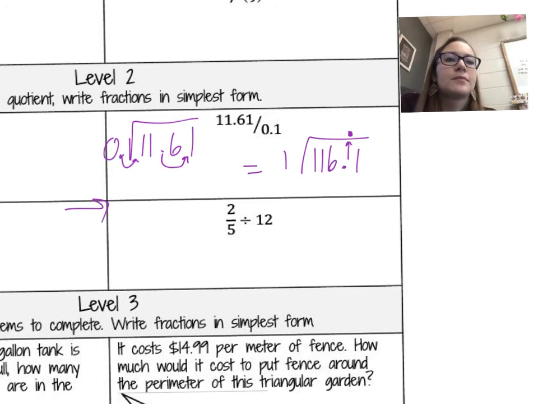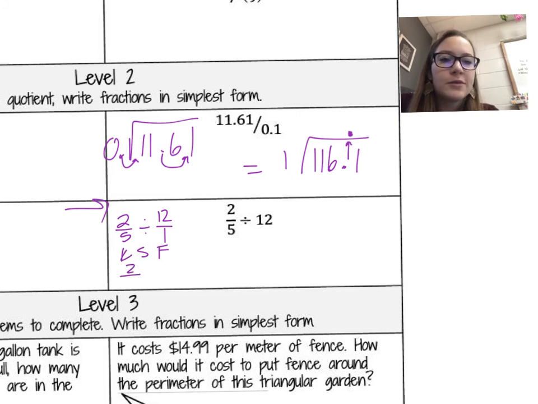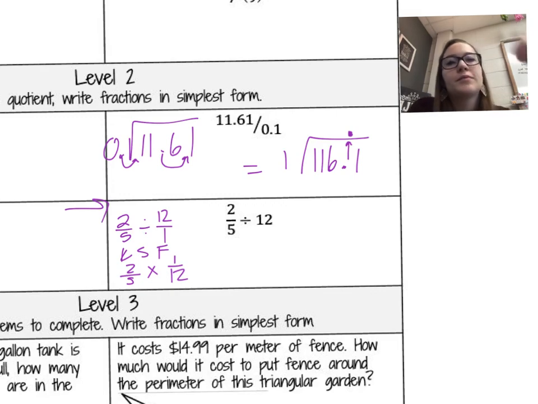Okay? To set up 2/5 divided by 12, I'm going to make 12 into a fraction by putting it over 1. Then we're going to keep, switch, flip to multiply. So keep 2/5, switch to multiplication, flip the second fraction. And then I'll let you do it from there.